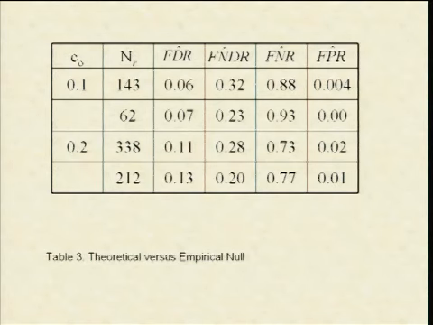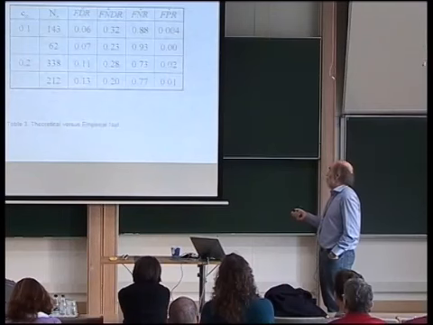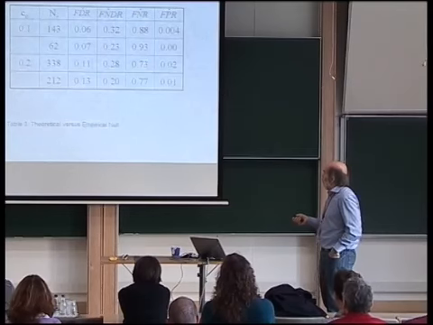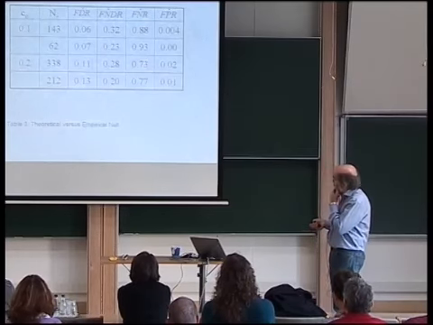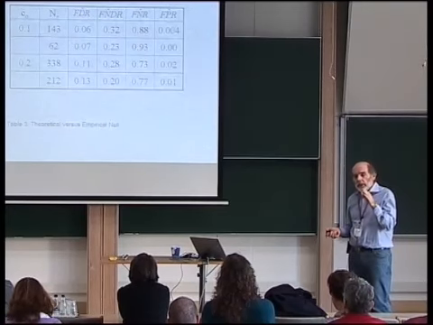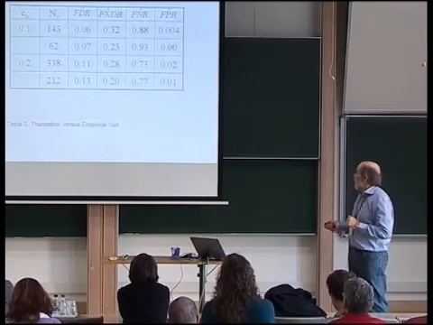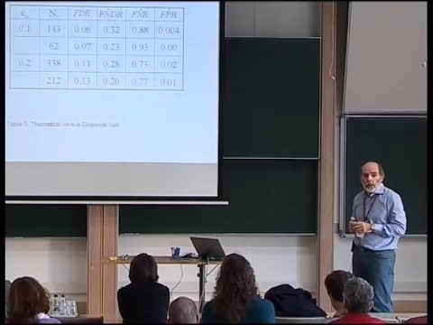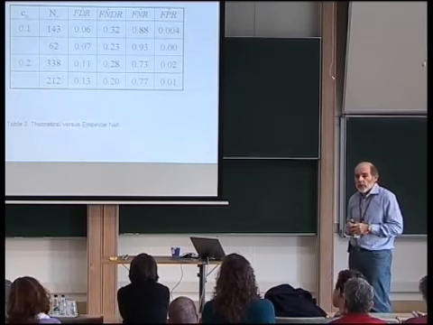And if you use a threshold of 20%, the number of genes that are declared to be differentially expressed has fallen. It's gone from 338 to 212. So although there's not much difference in the fit of the actual curve, using the empirical null over the theoretical can make a difference to how many genes are declared differentially expressed.